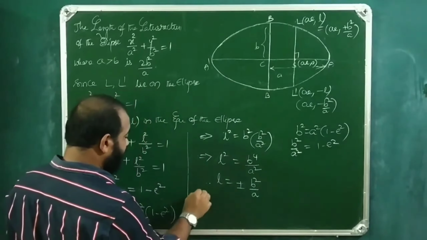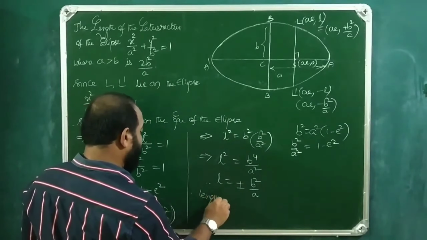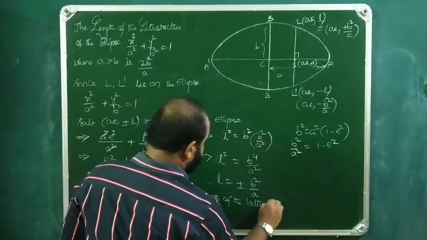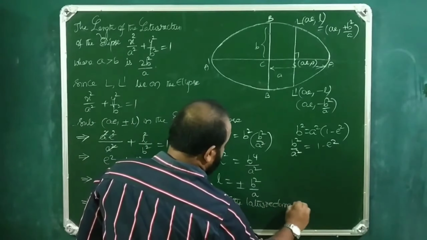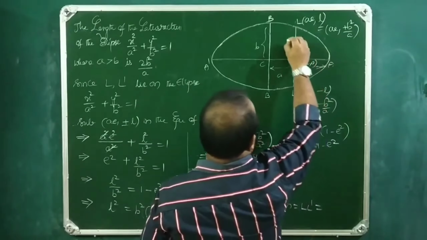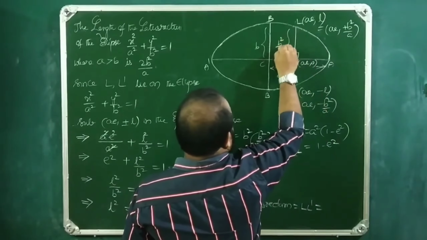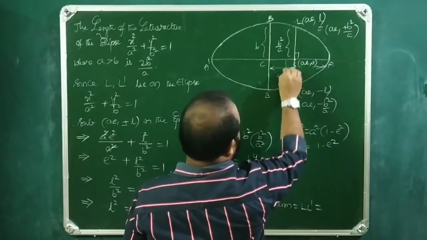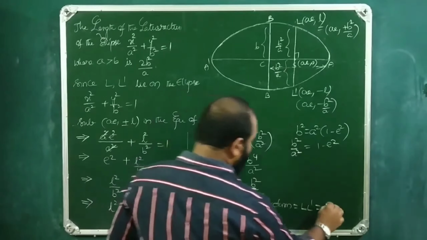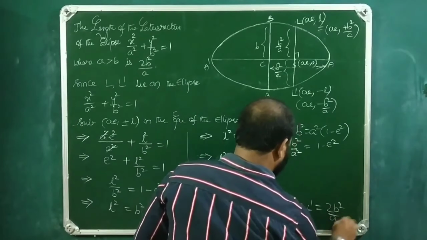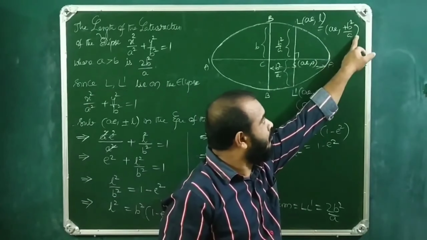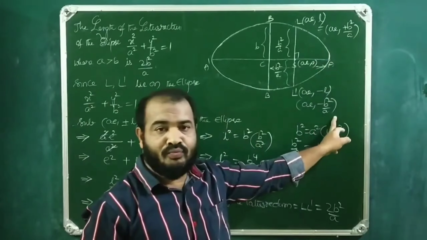Therefore, the length of the latus rectum L dash is equal to b square by a and b square by a, totally 2b square by a. And the ends of the latus rectum are ae comma plus b square by a, ae comma minus b square by a.